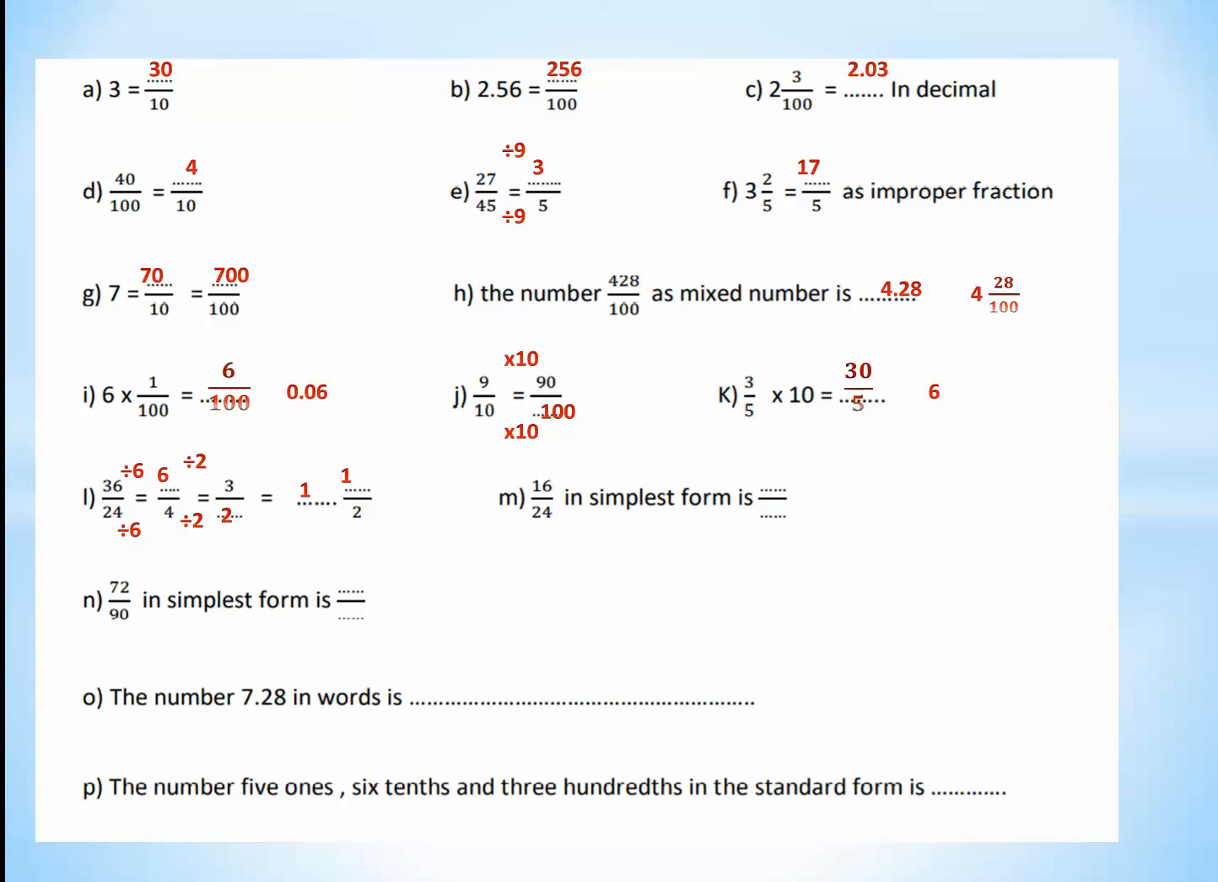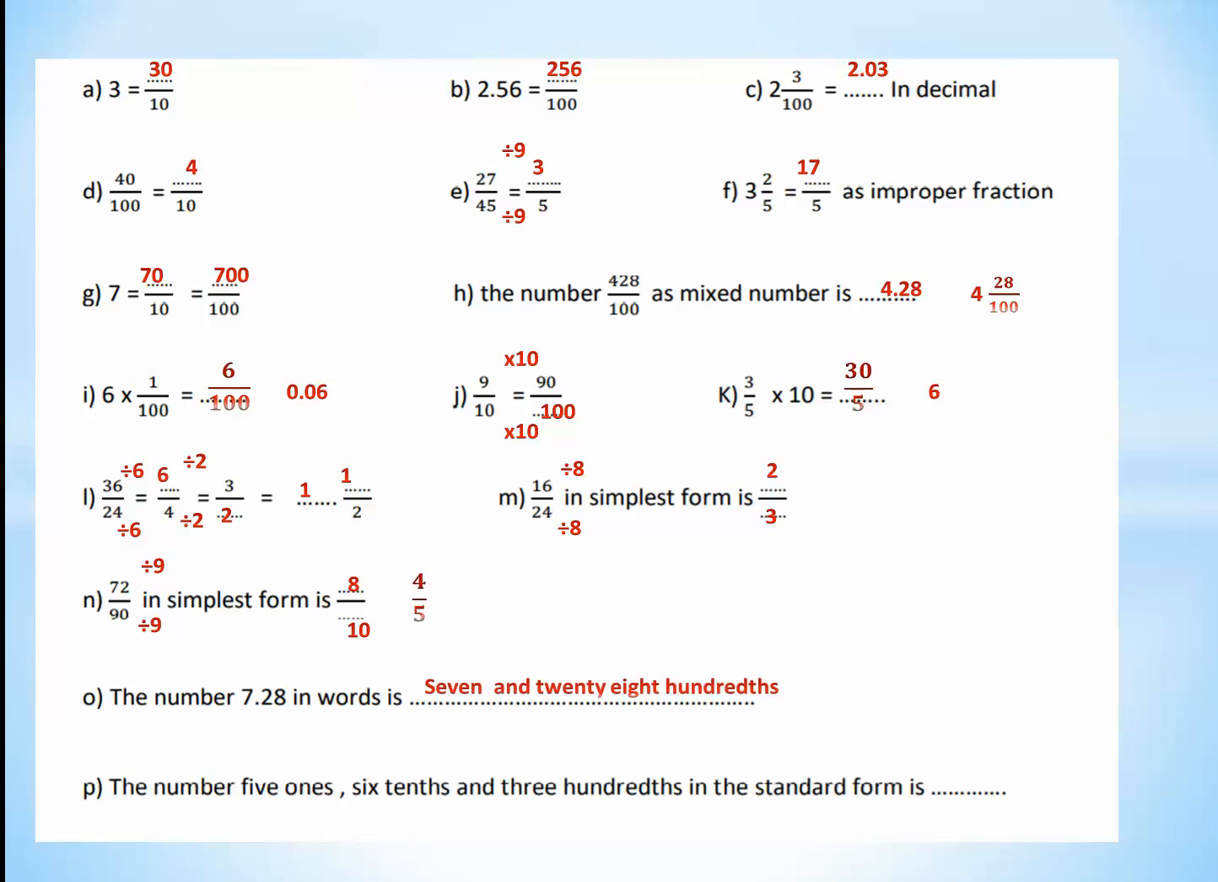16 over 24 in simplest form: we are going to look for the number which has 16 and 24 as multiples. Number 8, so we divide by 8, it will be 2 over 3. 72 over 90 in the simplest form is, okay, let's divide by 9. Divided by 9, it will be 8 over 10. Divided by 2, it will be 4 over 5.